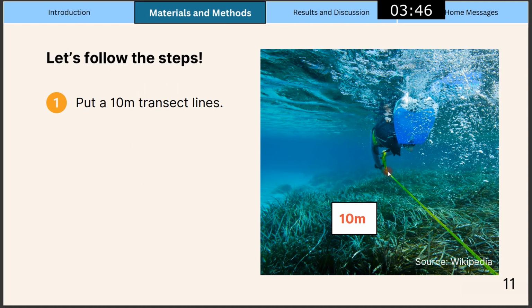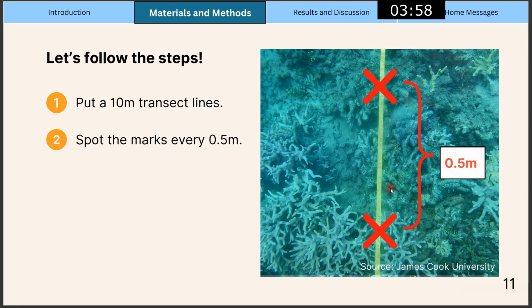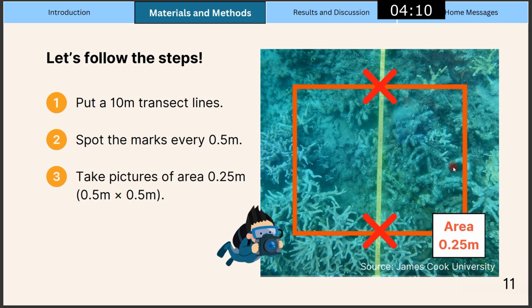Now let's follow the steps. As you can see here, we first put down 10-meter transect lines. The yellow line here is the transect line, and it's about 10 meters long. Then there will be measuring marks every 0.5 meters. You can see two crosses over here, and the distance between the marks is 0.5 meters. Then we take a picture of the area, for a total of 10 transect lines at one site.